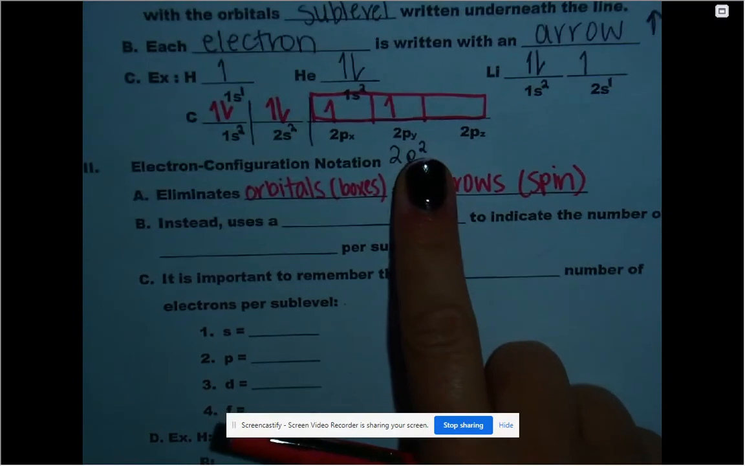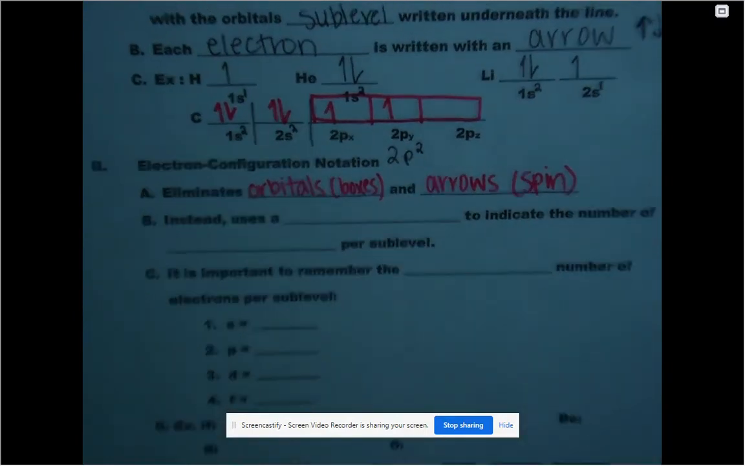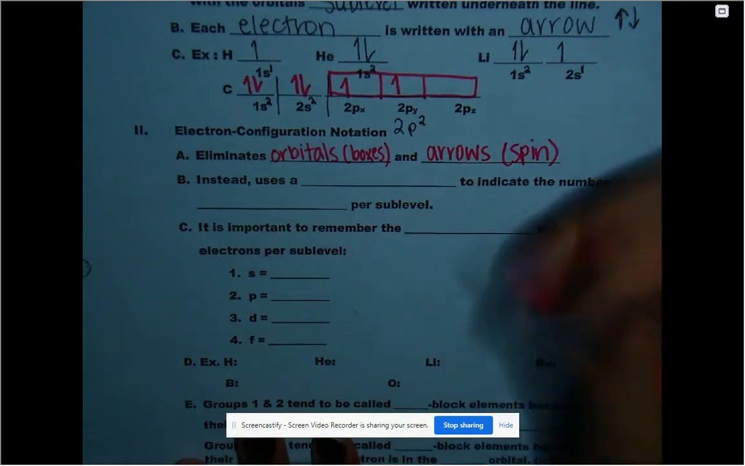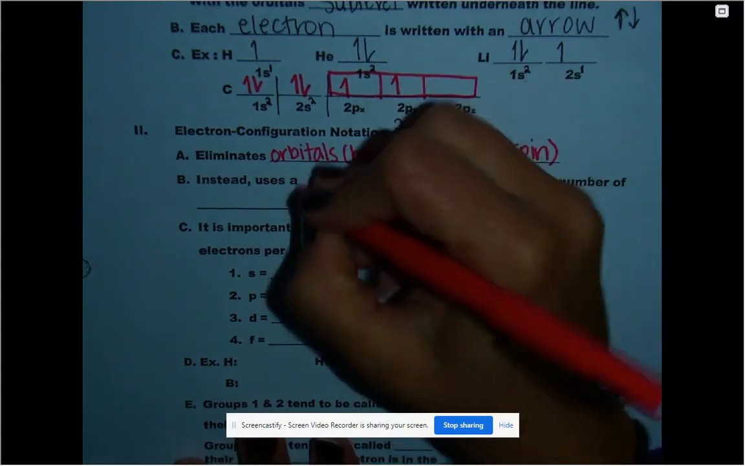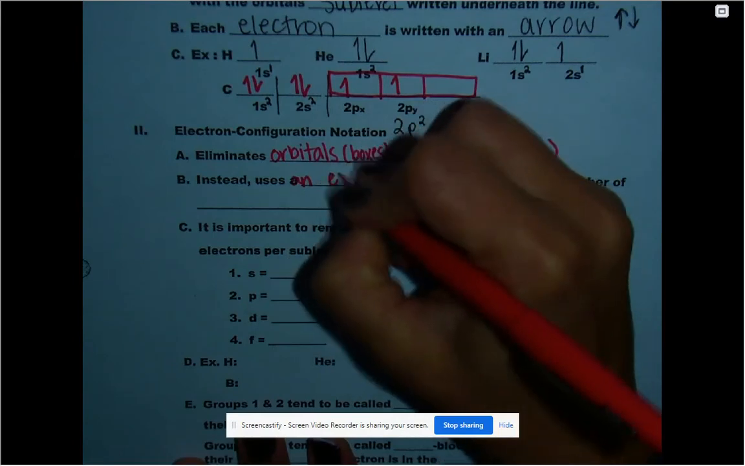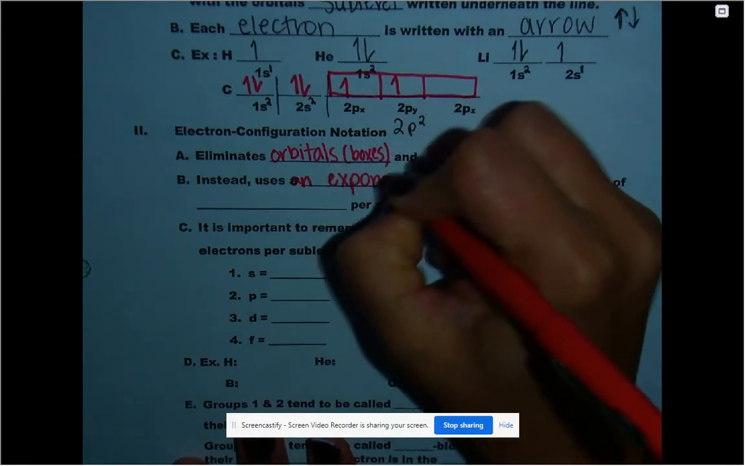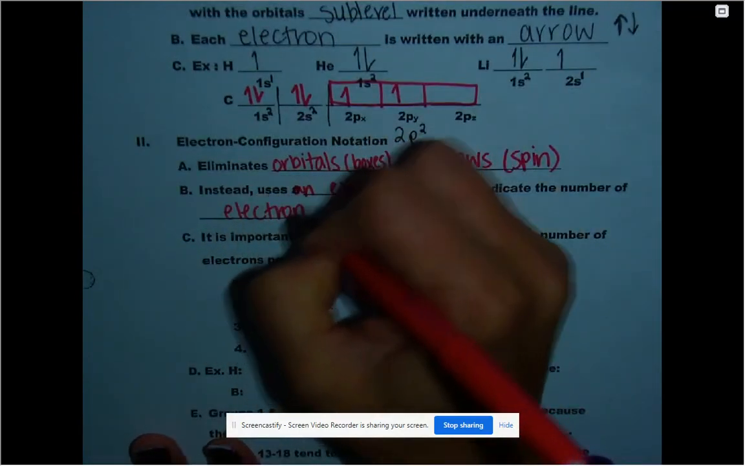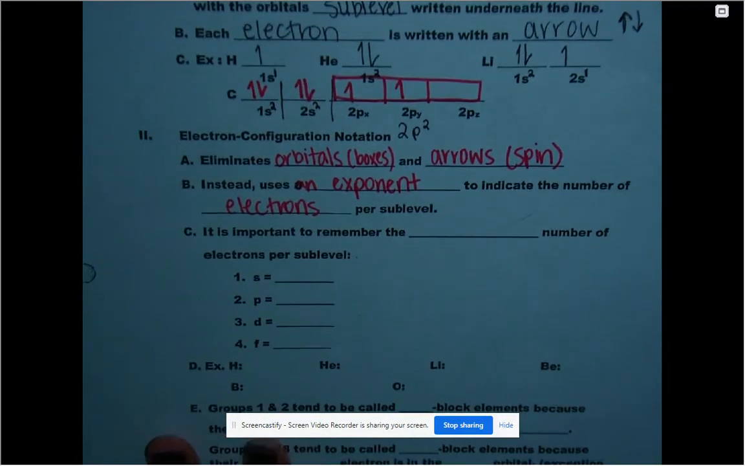You have to fill up separate orbitals because of that repulsion. They want to exist at the lowest energy possible. Remember, if they're constantly repelling each other, they would have to use energy to push themselves closer together, so they're not going to do that unless they're forced to. That is why we have the organization that we have. So instead, we're going to use an exponent, sorry, I should say N, to indicate the number of electrons per sublevel.